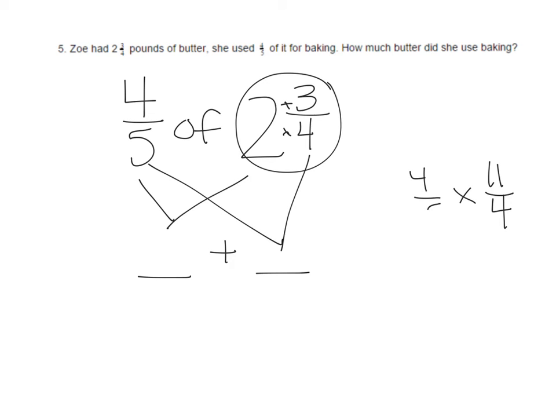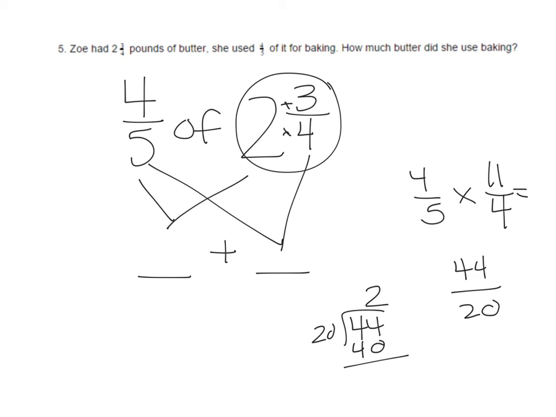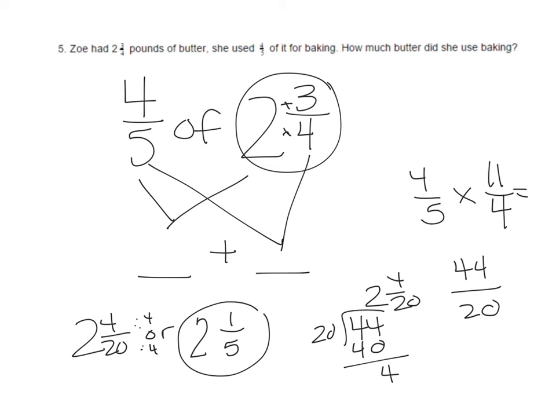And I need to do 4/5 times 11/4. 4 times 11 is 44. 5 times 4 is 20. And 44 divided by 20, I know it's going to be 2 because 2 times 20 is 40. And 4/20. So the answer is 2 4/20. Or it could be equivalent. If I divide both of these by 4, I know I get 2 1/5. So if you had 2 4/20, or 2 2/10, or 2 1/5, you are correct.